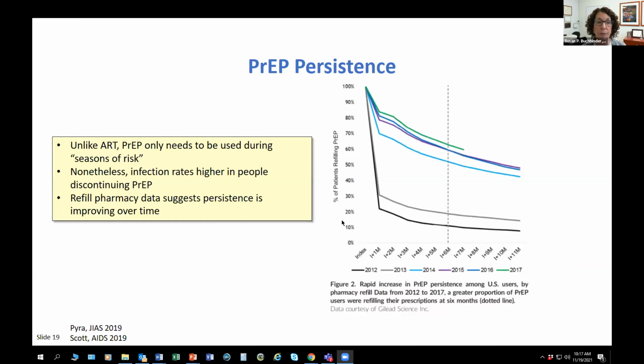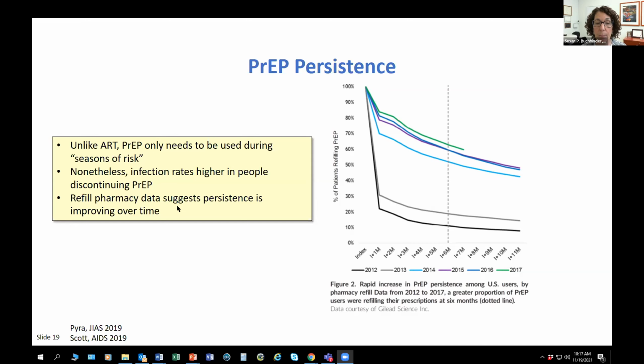What about PrEP persistence? Well, unlike antiretroviral treatment for people living with HIV, PrEP only needs to be used during seasons of risk. But what we know is that people stop PrEP for a variety of reasons: insurance, cost, side effects, not wanting to take a daily pill, stigma, a variety of different reasons, not all of which are that they're no longer at risk for HIV.